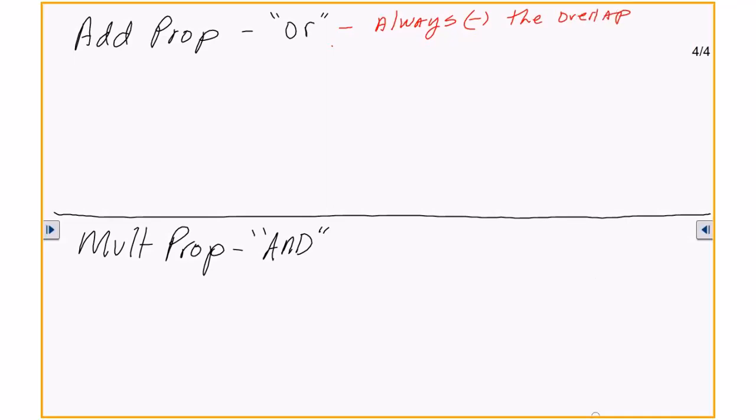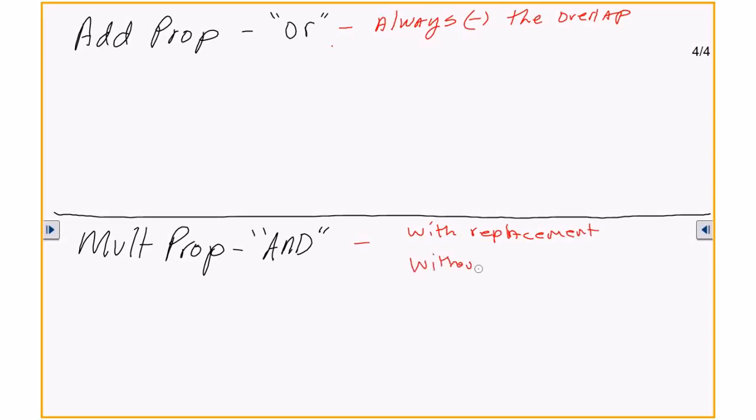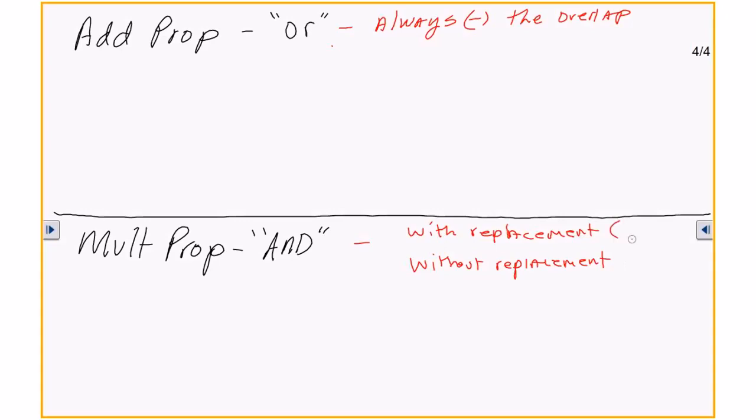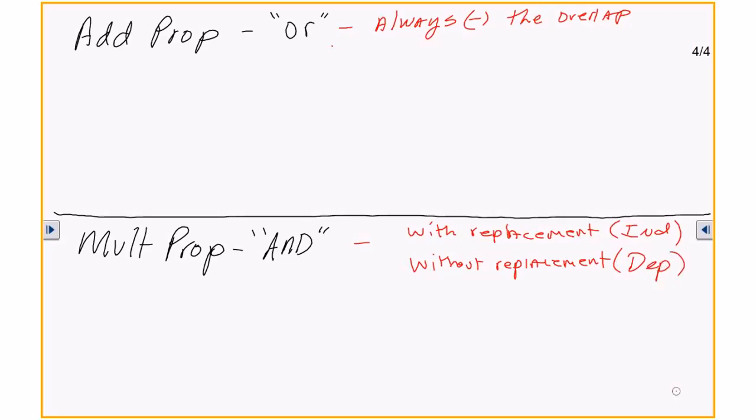Okay? And with the multiplicative property, you have to remember 2 things: with replacement and without replacement. With replacement is called independent. Without replacement is called dependent. Independent does not change the future outcome. Dependent changes the future outcome.